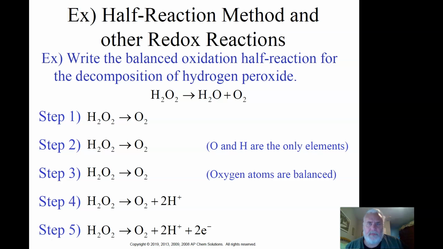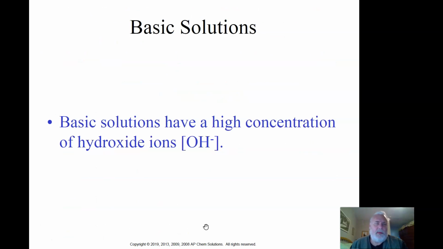Okay, so this was the last problem we finished off with. It was kind of a unique case of hydrogen peroxide, with the oxygen both being oxidized and reduced. This is the oxidation half reaction. As you can see here, we finished that up last time, and then I said we would start today with a basic solution and see what the difference is there. The good news when you're doing a basic solution is you aren't going to have to reinvent the wheel here.